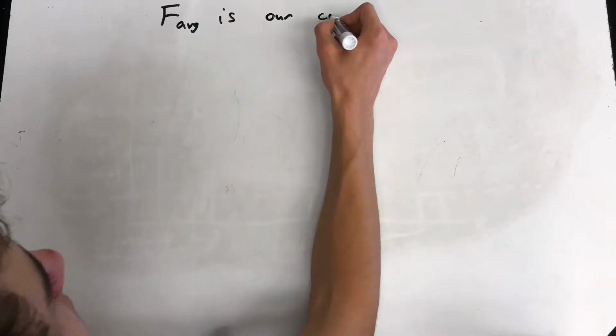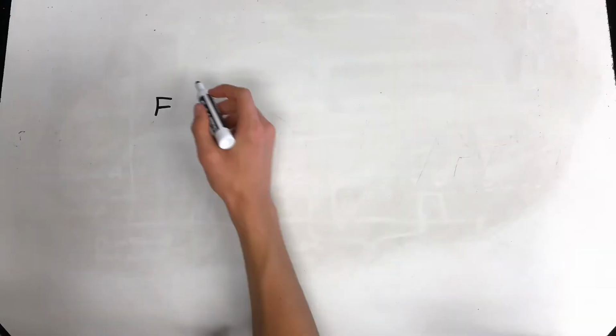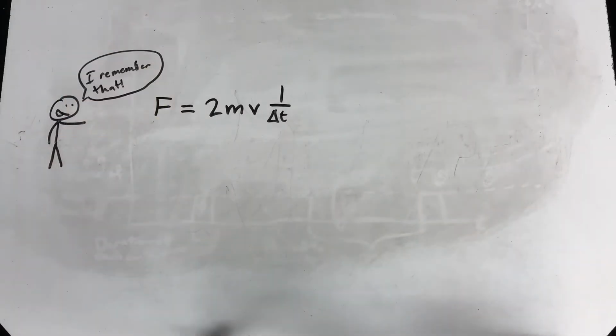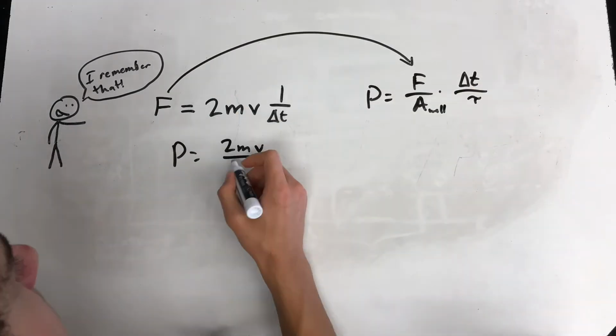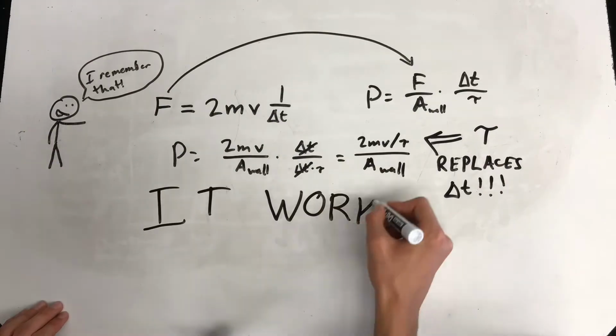It turns out that we derive it with Newton's second law from before. So for one particle, F is 2mv over delta T. When we plug this into the pressure of one particle, the delta T's cancel and tau takes its place. The substitution works. Thermodynamics lives on.